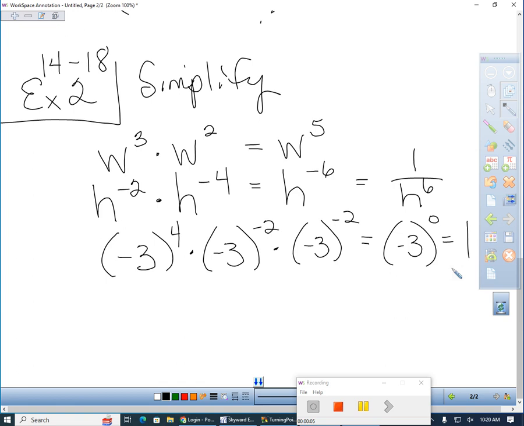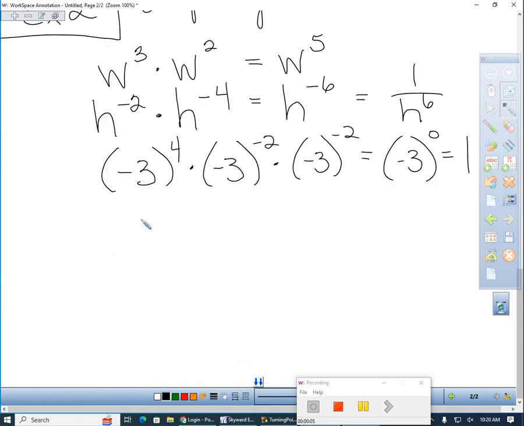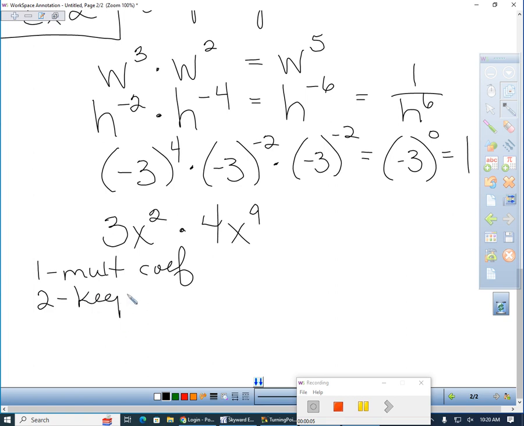All right. Now, what have you noticed I don't have on any of these problems yet? Different numbers, coefficients, right? So let's start there. So when we have a coefficient, say I have 3x squared times 4x to the 9th. When you have a coefficient, 1, you multiply the coefficients. 2, you keep the base. And 3, add exponents. So we really haven't done anything else except multiply the coefficients.